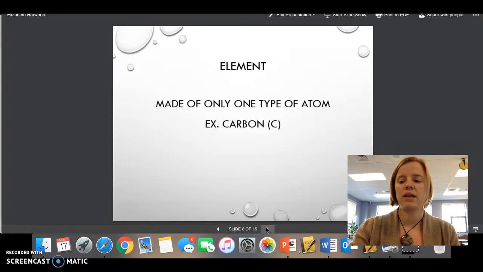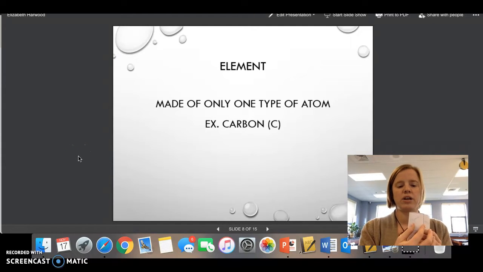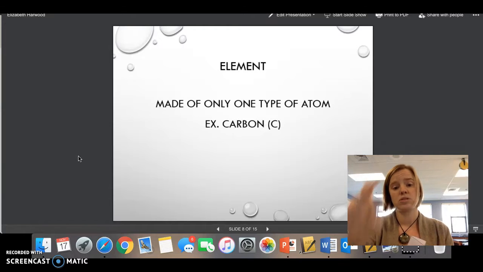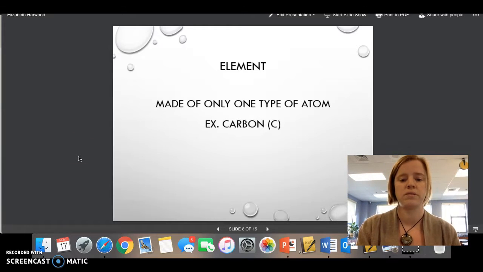So we know that each element has a certain amount of protons in its nucleus. One type of atom, like carbon, has a certain number of protons in its nucleus. So underneath your tab, open it up. You can write it here, I would write it here. Maybe you can write the definition and the example over here or vice versa. So, element: made up of only one type of atom, and an example is carbon. And put the atomic symbol there too, C. So that is an element.